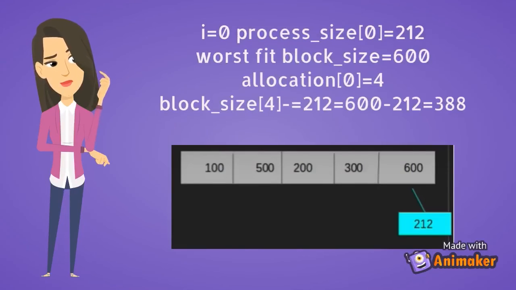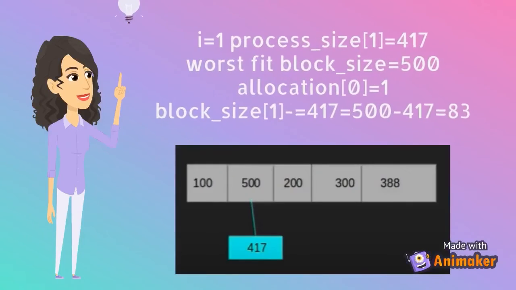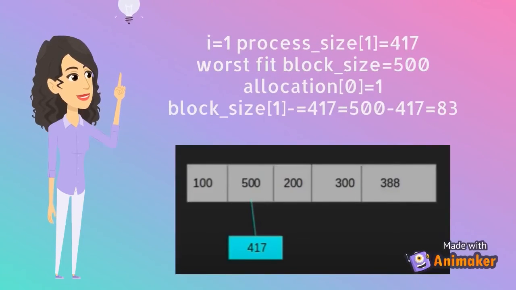Block size equals 600 minus 212 equals 388. Now this block has space 388. When i equals 1, process size equals 417. Worst fit equals 500, so allocation[1] becomes 1. Block size equals 500 minus 417, which is 83. Now available block sizes are 100, 83, 200, 300, 388.